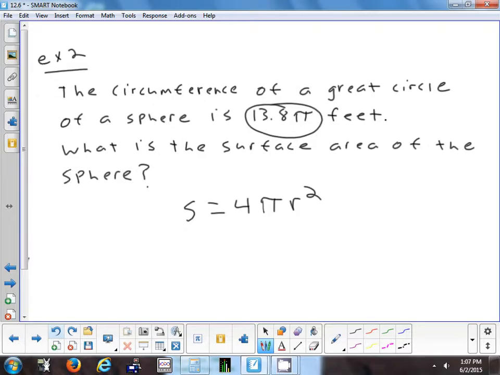All right, so how can we use this to figure out the radius of our sphere?